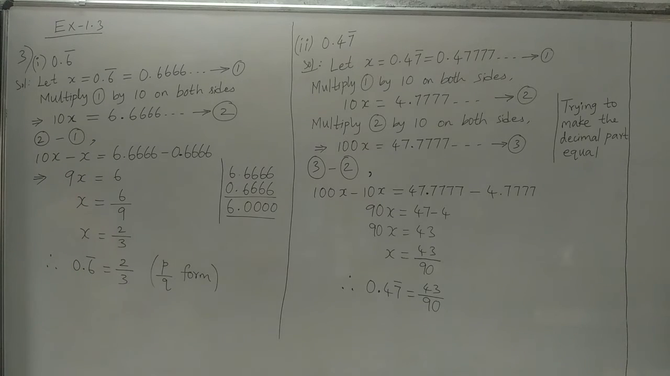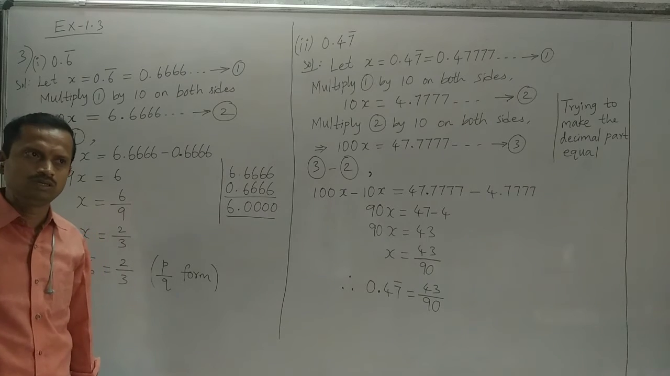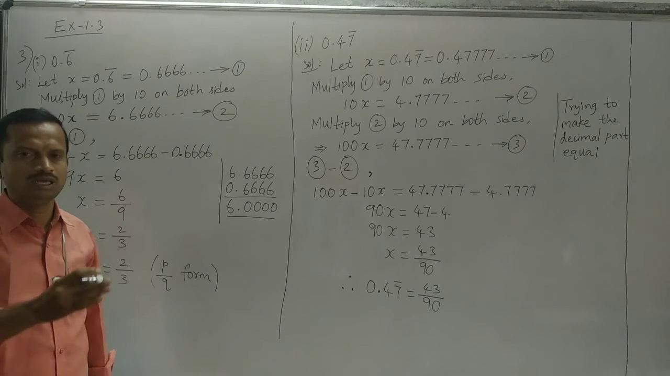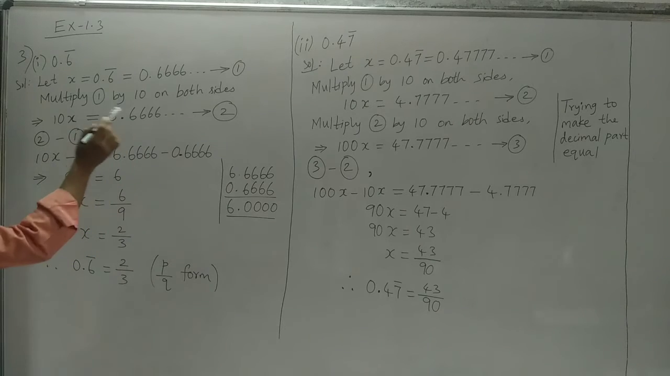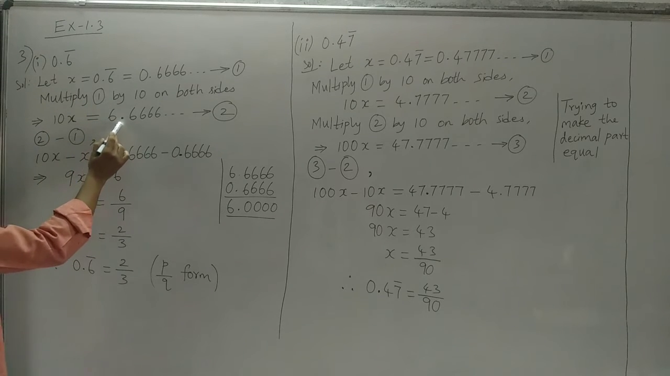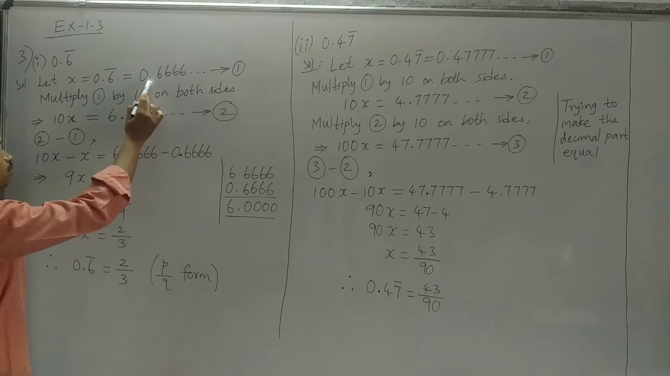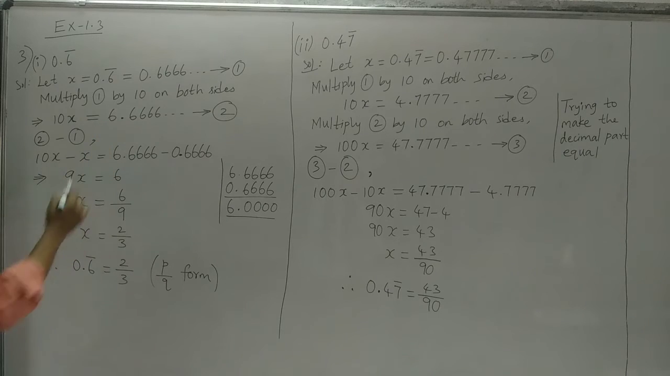Multiply equation 1 by 10. Why should we multiply by 10? Since one digit is repeating. How many digits are repeating in the repeating block? One digit. So multiply by 10. If 2 digits repeat, multiply by 100. If 3 digits repeat, multiply by 1000. Okay, this is the way. So here multiply by 10 on both sides. You get 10x equal to 6.6666. While multiplying by 10, the decimal point moves forward 1 digit. So you are getting this. And name it as equation 2.